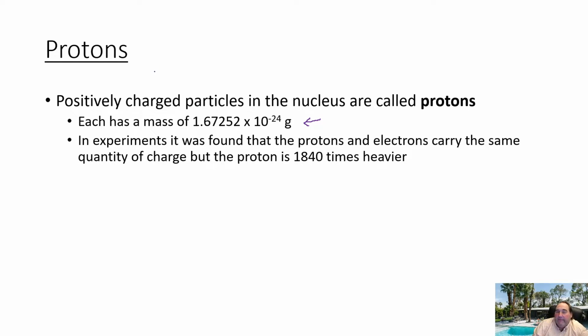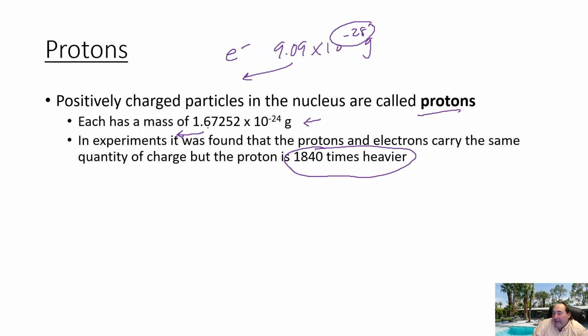If you remember from a few slides back, our friend the electron had a mass of 9.09 times 10 to the minus 28 grams. Minus 28 means 28 places that way in a small number. Minus 24 means only 24 places that way. That means that actually the proton is, as it says here, about 1,840 times heavier than any electron.